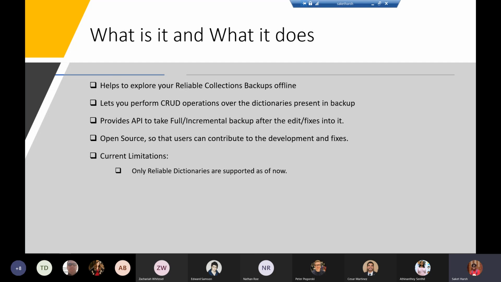So in that scenario, this particular tool can help us. It helps us explore the reliable collections backup that we have taken via backup restore service offline, that means on our laptops. We can bring in our own backups and perform all the CRUD operations over the dictionaries present in the backup. We can view the dictionaries in case we find any discrepancy, edit them, and delete some key value pairs. After that, it provides an API to take a full or incremental backup of the edited state of the reliable collections, so that the new edited backup can be restored into an actual live cluster.